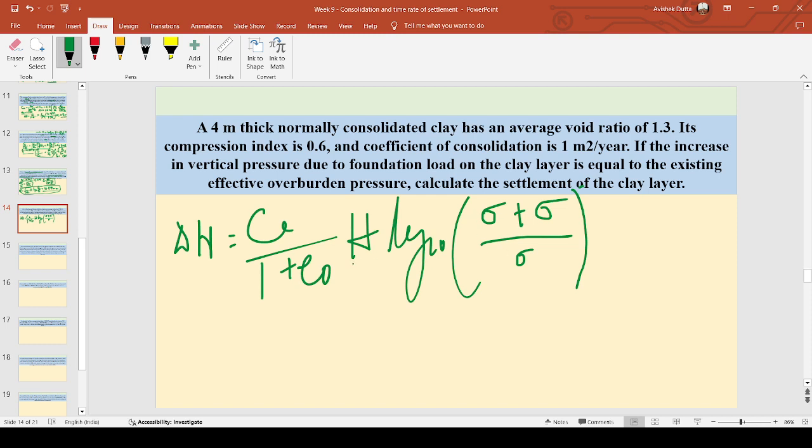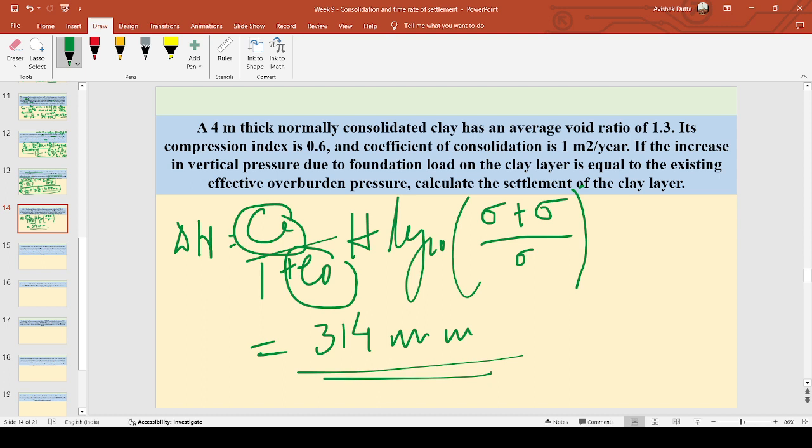H is equal to 4 meter. E0 is given 1.3, Cc is given 0.6. You find out the value of del H. I think it will give us a value of around 314 millimeter. I hope the concept is clear.